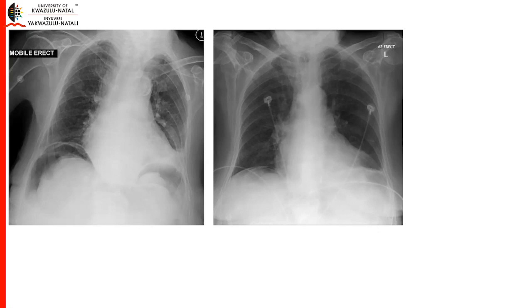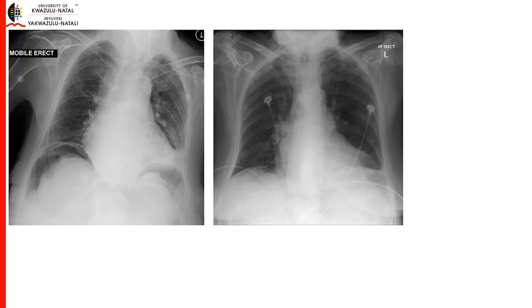Hi, Siabonga. Can you see the x-rays? Yes, I can. What do you think is going on? Looking at the elevation of the diaphragm with the erect chest x-ray, I think I would say there's a perforation that is going on there. Okay, but what do you see on the x-ray? Do you see a perforation on the x-ray? No, there is air under the diaphragm.